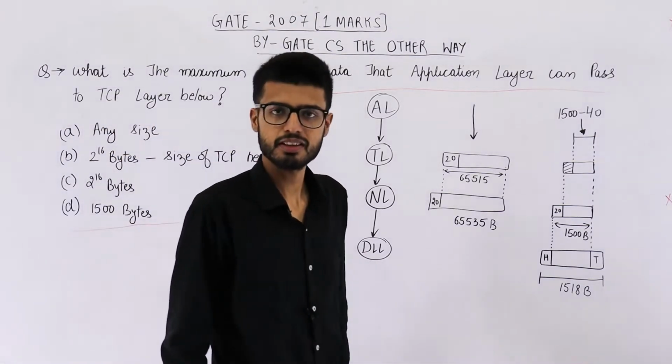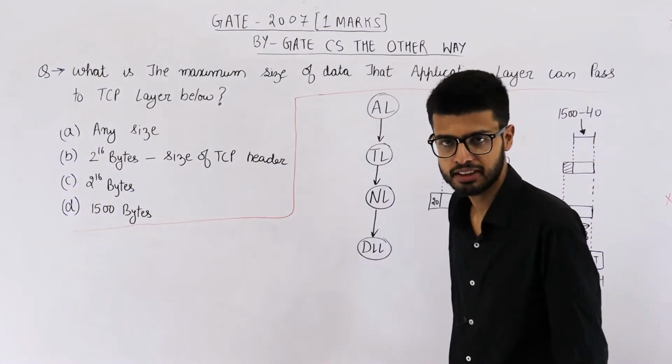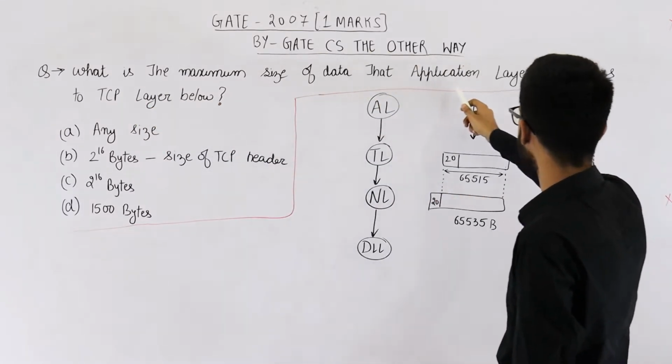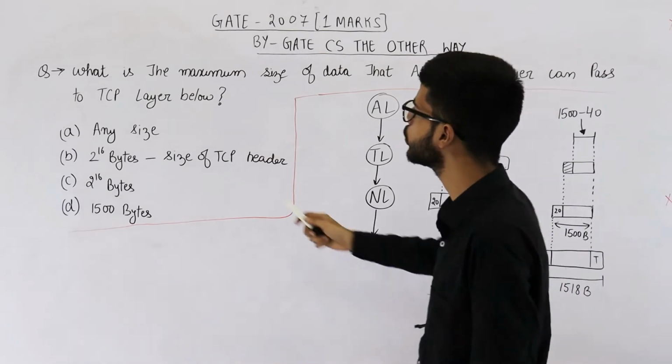Hello people, welcome back. This one mark question is from GATE 2007 exam. Read it. They are asking what is the maximum size of data that application layer can pass to TCP layer below.